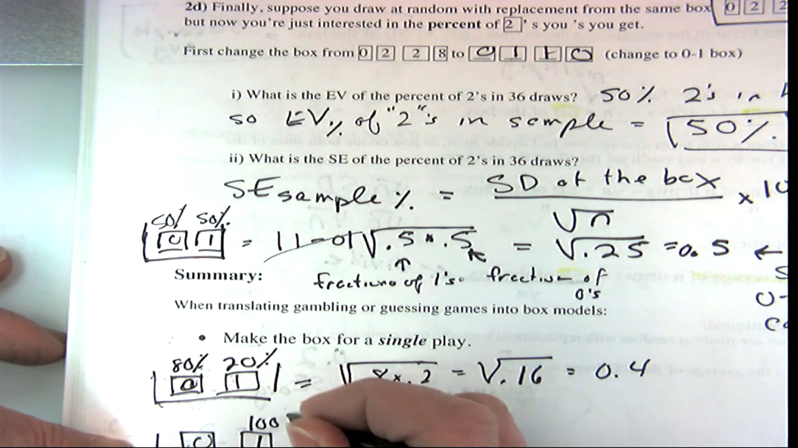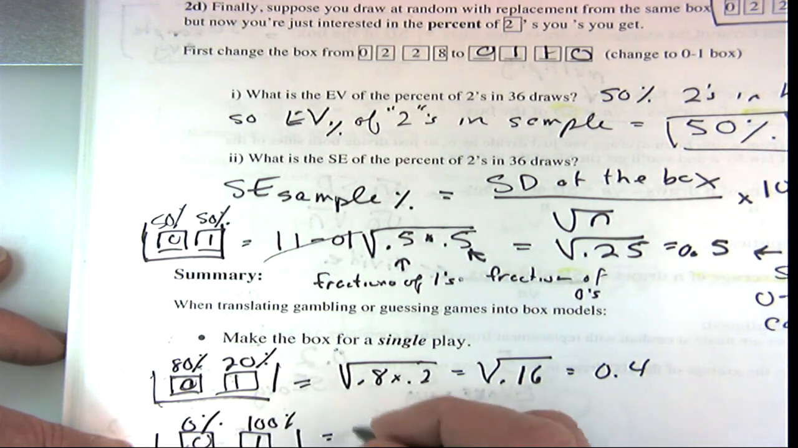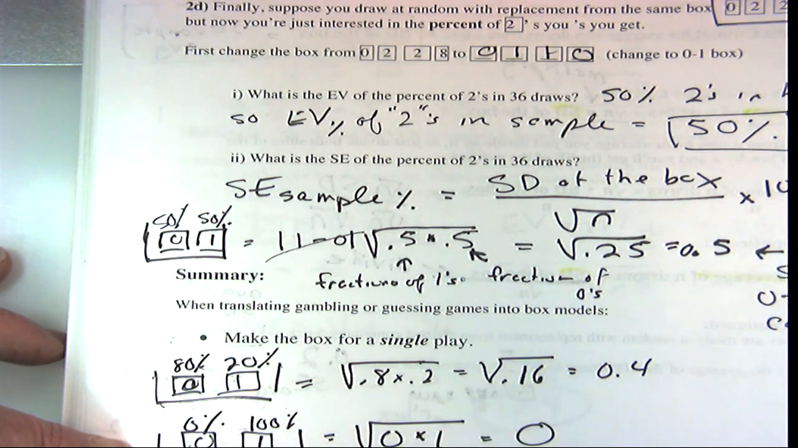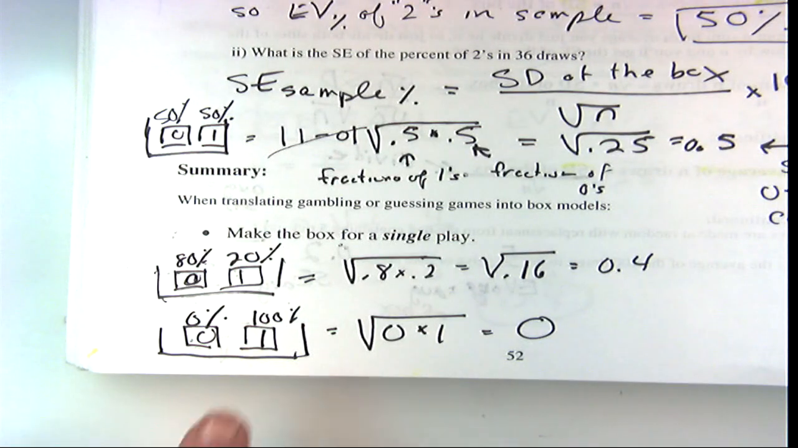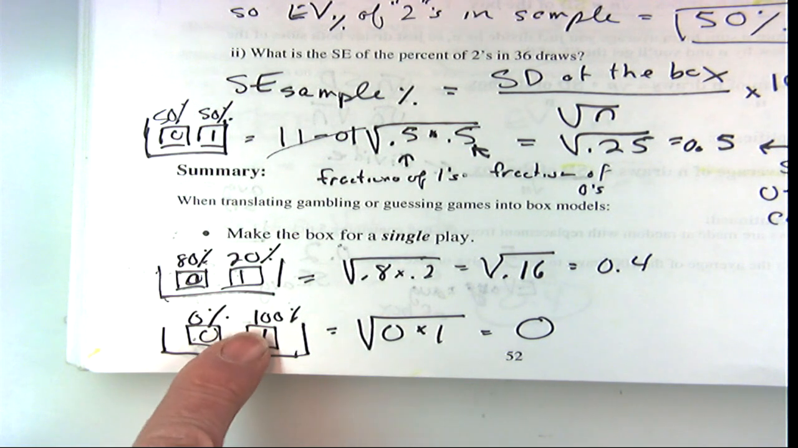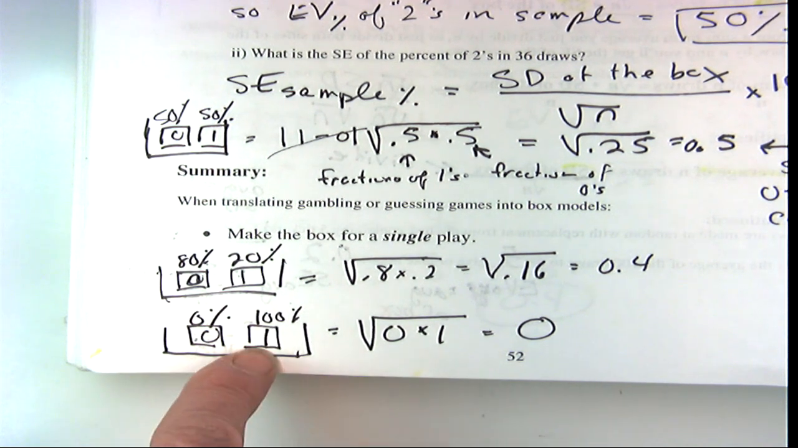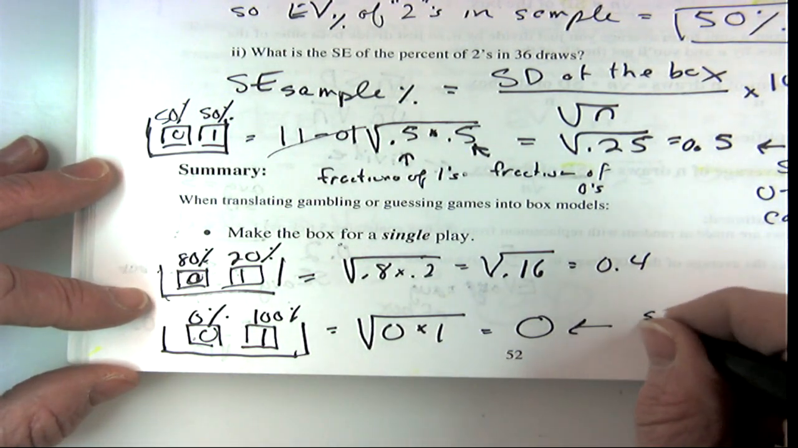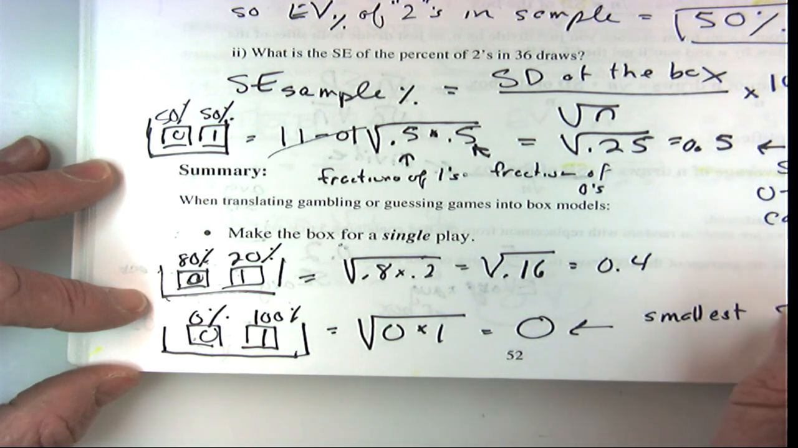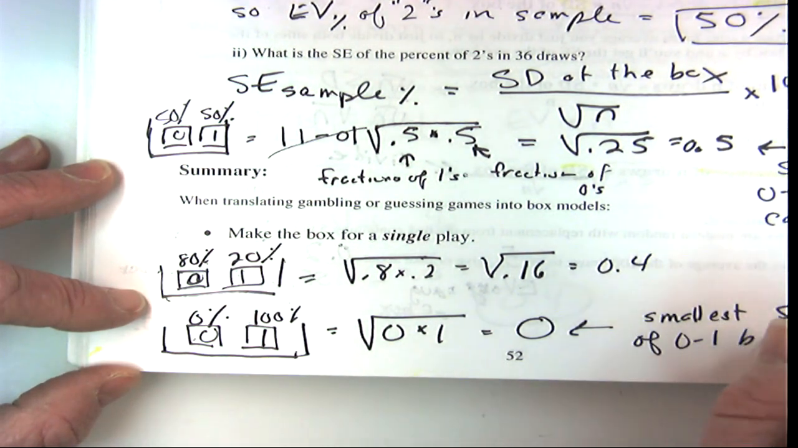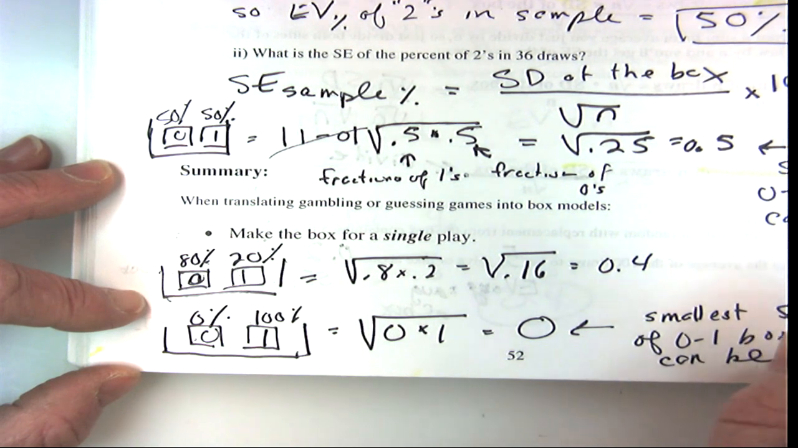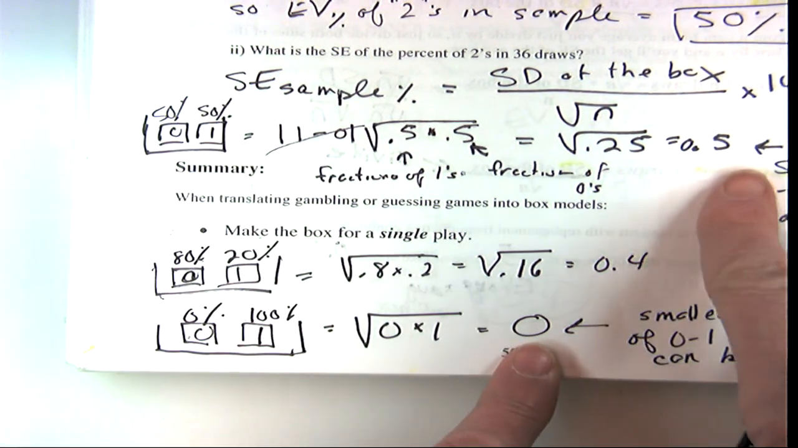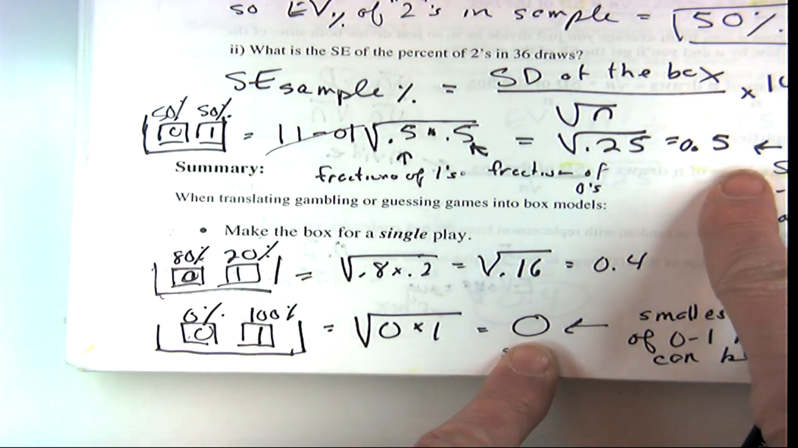You could say 100% here and 0%. Well, then it's going to be 0 times 1, which is the square root of that. And that's the smallest it could be because there's no variability. You know that all the numbers are the same, so the standard deviation is 0. So if you're figuring out the standard deviation of a box that just has 2 types of tickets, make sure your number is between 0 and 0.5. Otherwise, you've made a mistake.